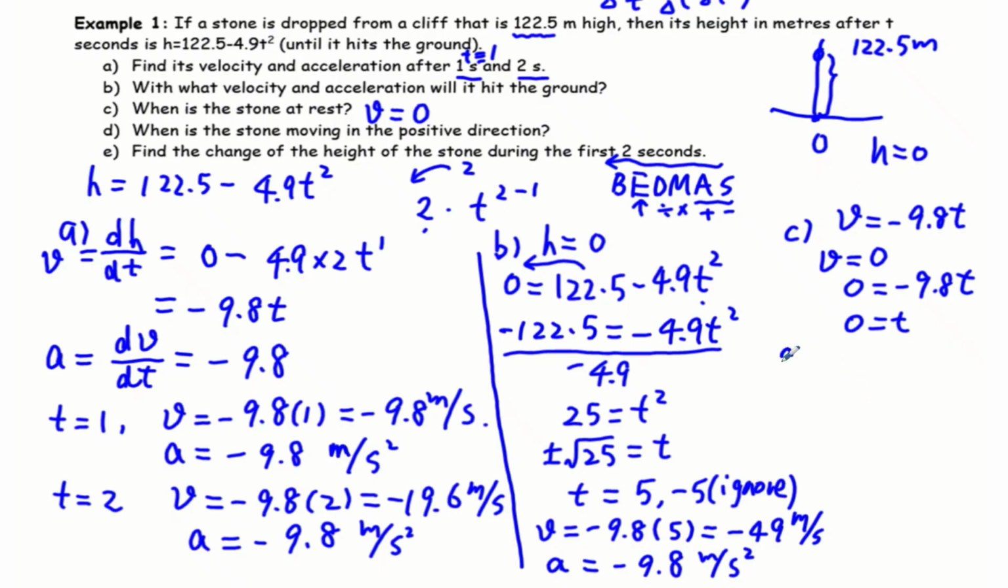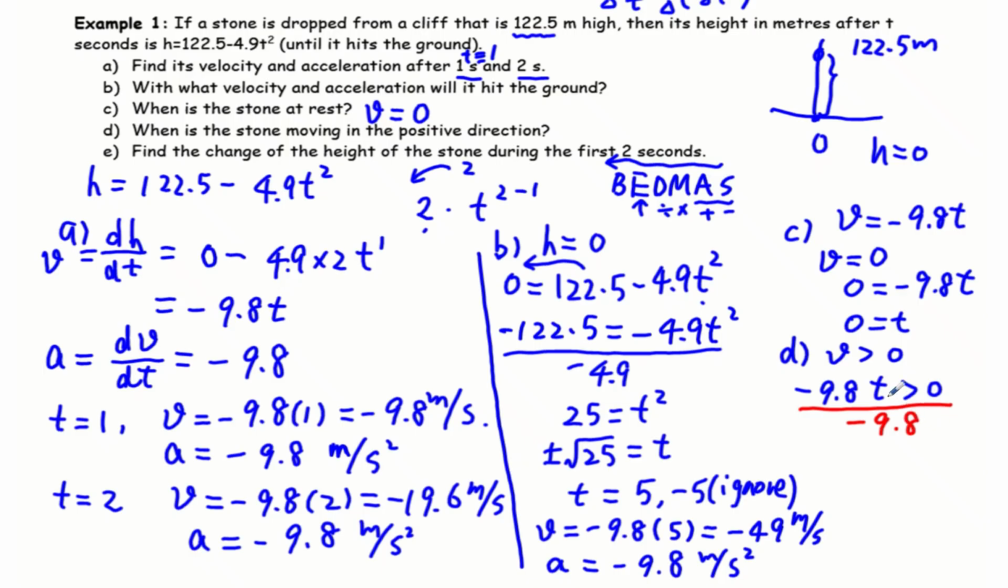And question D. When is the stone moving in the positive direction? So it means the v needs to be greater than 0. So -9.8 times t greater than 0. How to solve this equation, this inequality? We isolate t. When we isolate t, we are going to do the opposite operation, bring the -9.8 to the other side.